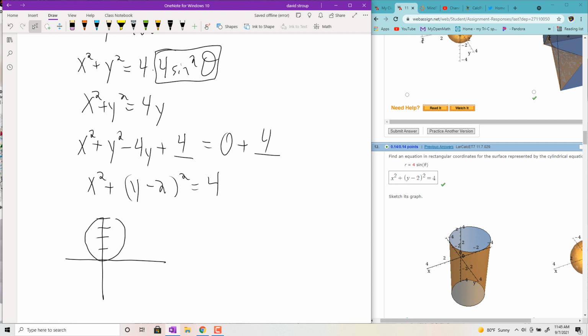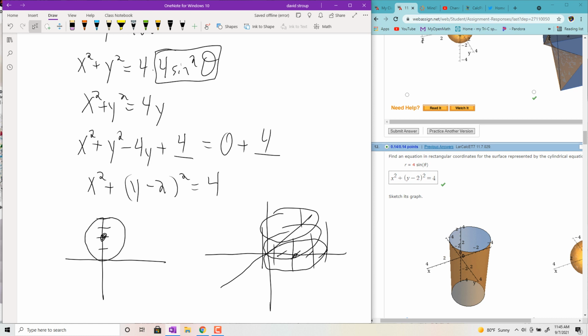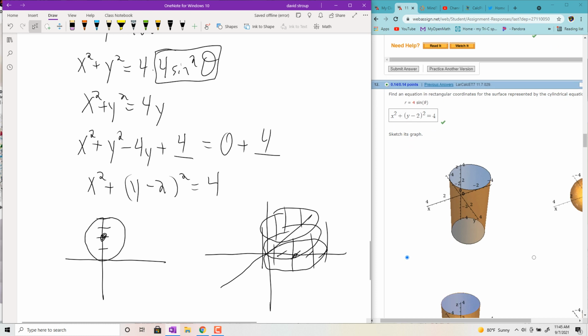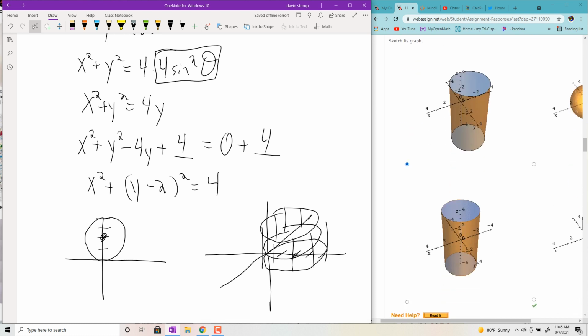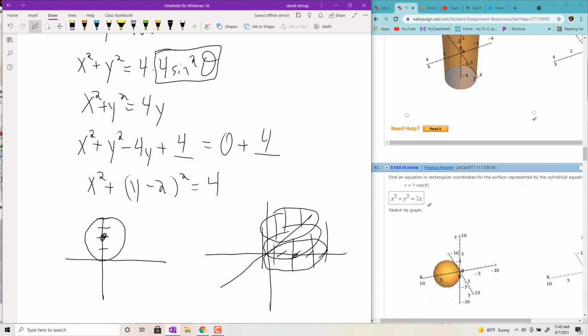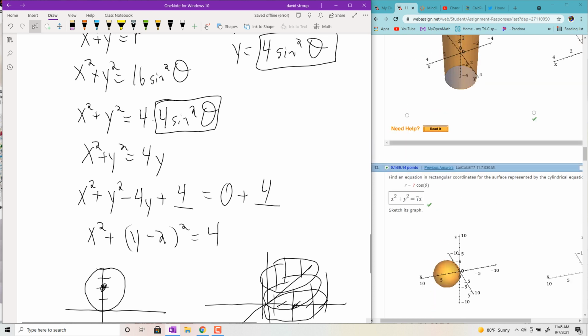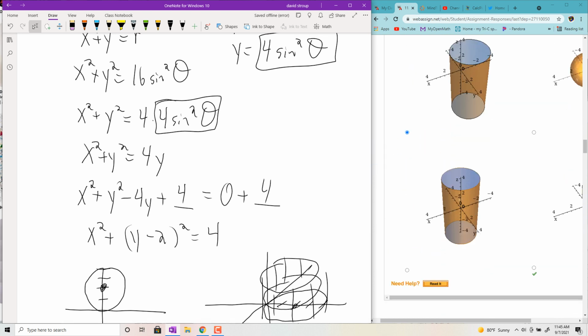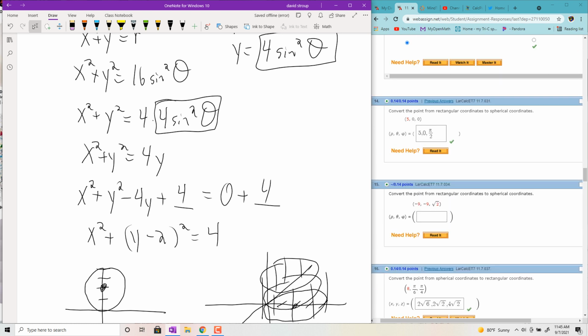So it looks like this. And in the xy plane, you have this circle, and then you could just extend it in the z direction, and you've got your picture. So it's like an off-center cylinder, with radius 2. The next one is pretty much the same thing, but with a 7 cosine theta instead of sine theta. You've got cosine theta, so you have an x on the other side.